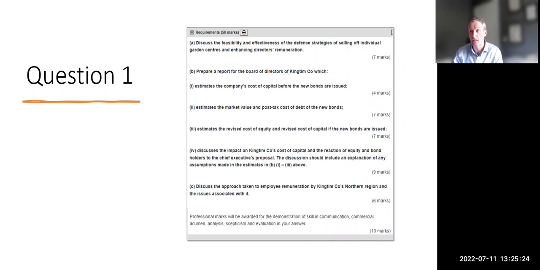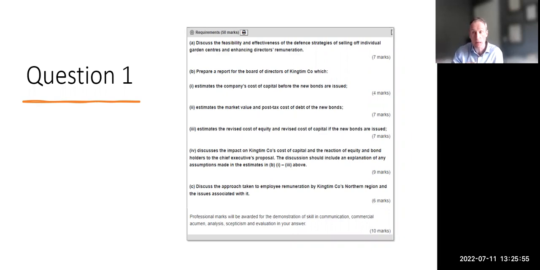Second thing that they ask you to do is prepare a report for the Board of Directors of Kington. And that's where your professional marks start to kick in. You're going to be given marks for the format of the report that you give. But then they want you to estimate the company's cost of capital before the new bonds are issued. They want you to estimate the market value and the post-tax cost of debt of the new bonds. They want you to estimate the revised cost of equity and the revised cost of capital if the new bonds are issued. And you can see there that each of those 3 verbs involve you to estimate a figure, which means you're into your calculations.